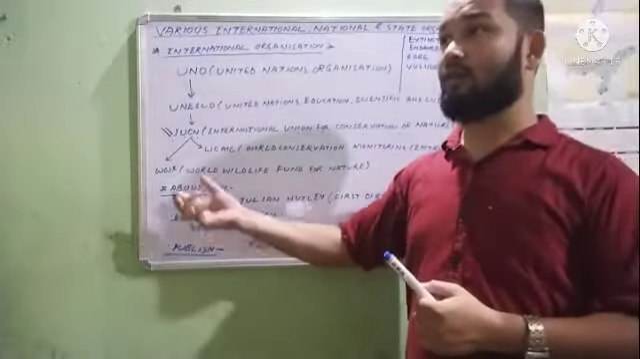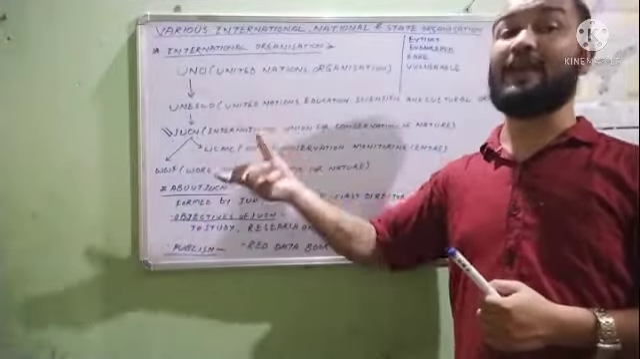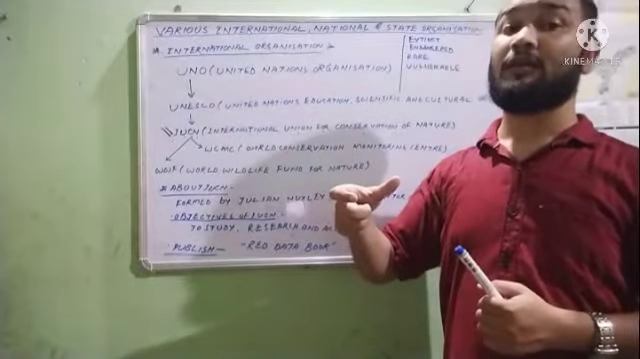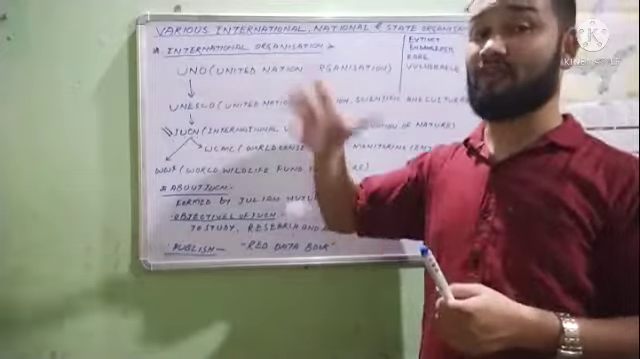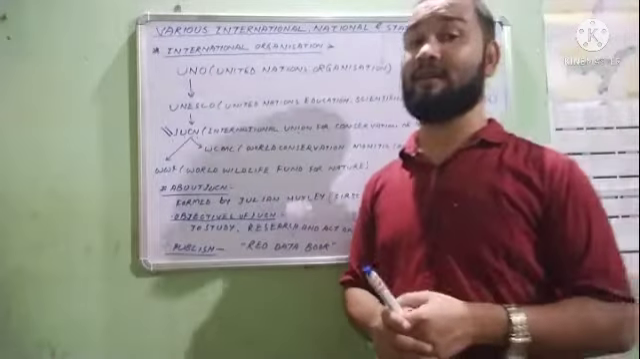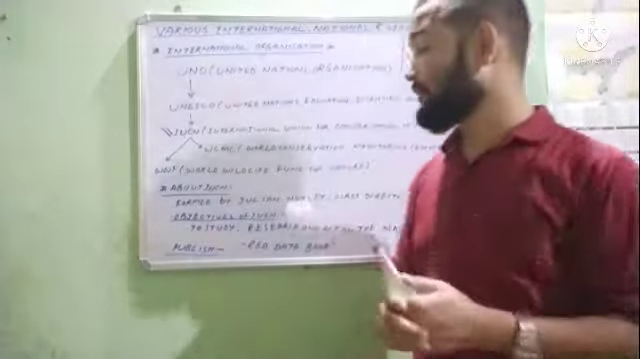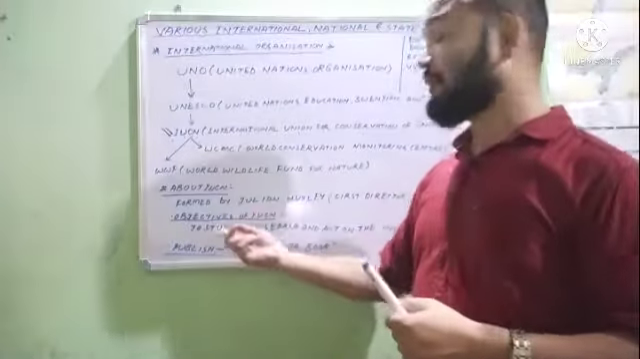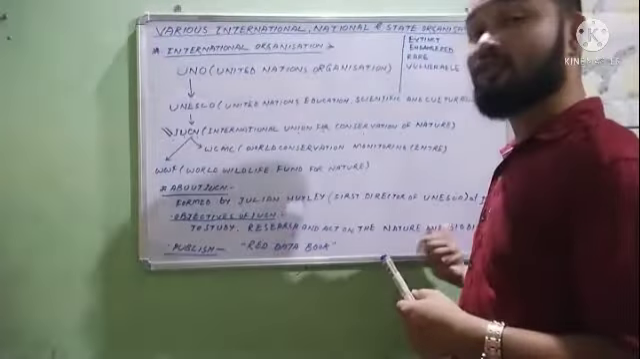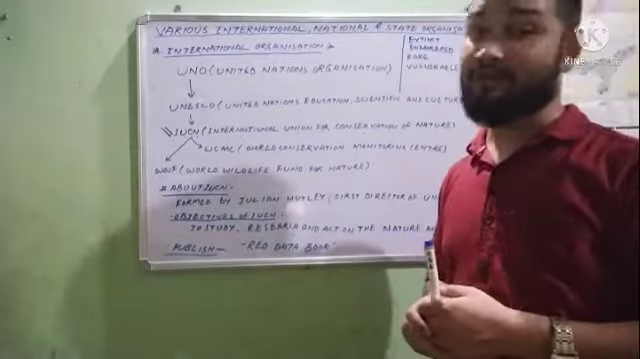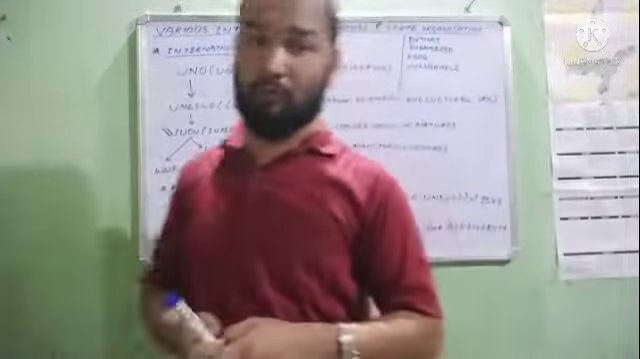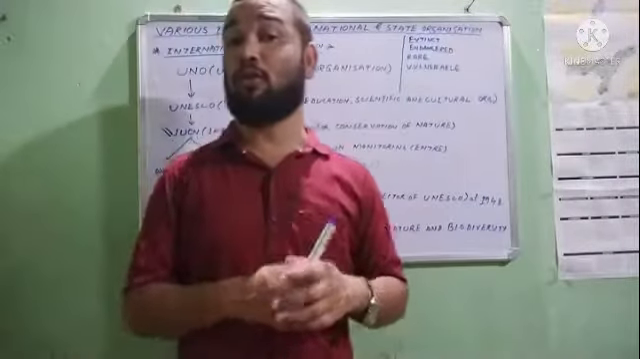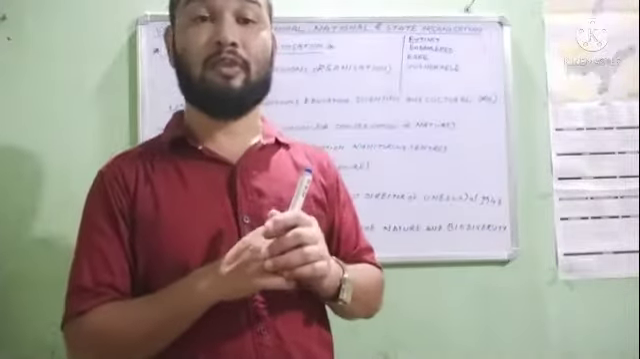This IUCN was formed by Julian Huxley, the first director of UNESCO, in 1948. The objective was to study, research, and act on nature and biodiversity. The IUCN publishes one book every year, that is the Red Data Book. Always remember this name.